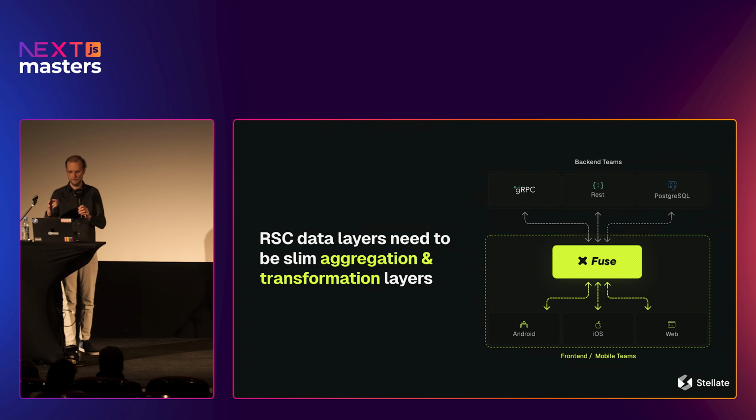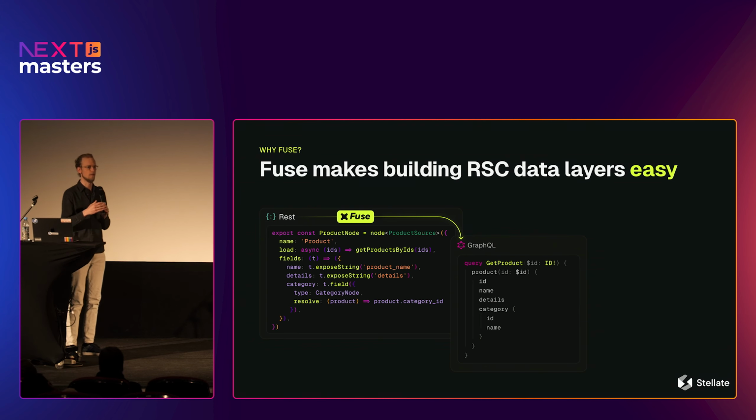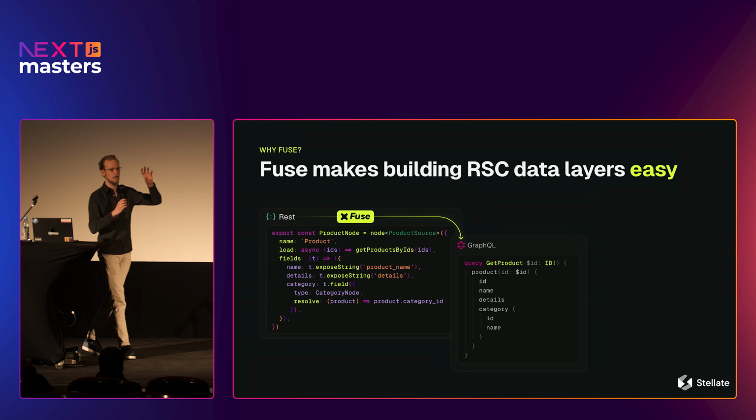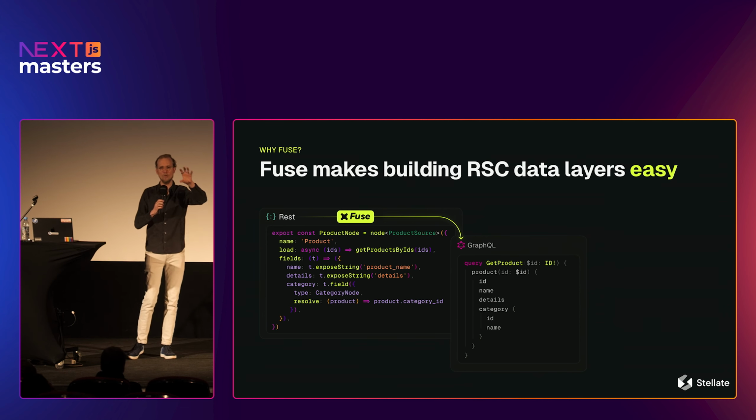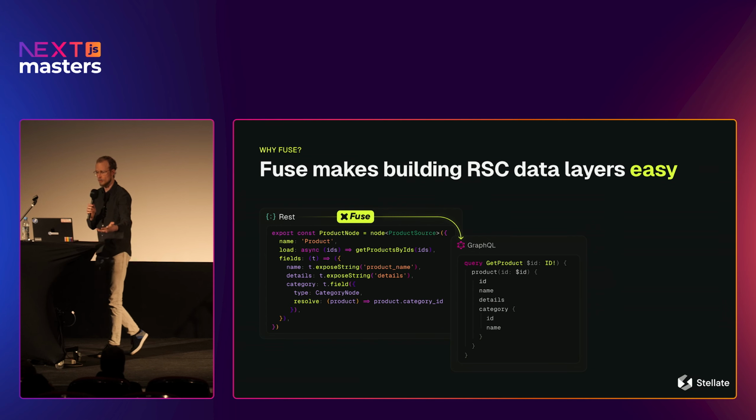And so Fuse's whole API for building a GraphQL API is optimized for allowing you to do this as easily as possible. And so the whole API essentially is just like, where do I get data from? And how do I want to expose it? How do I want to transform it? What do I want to pass through? And what do I want to change, right?